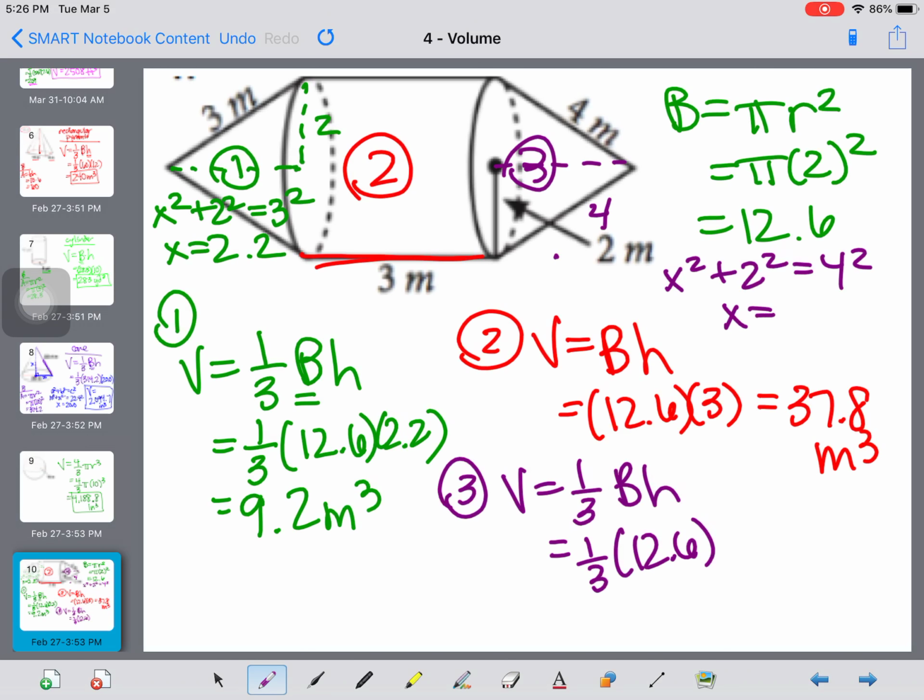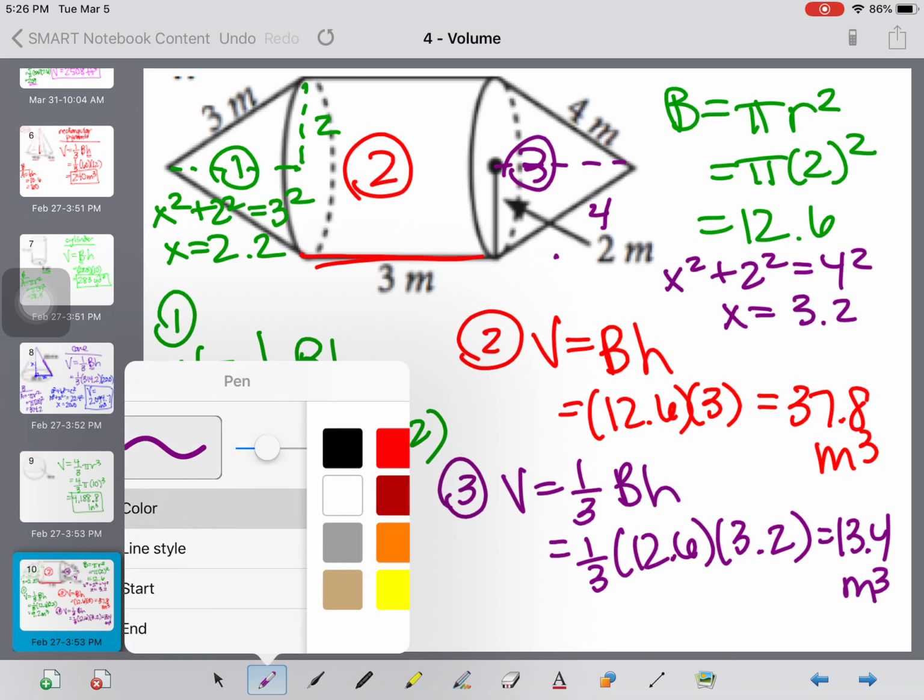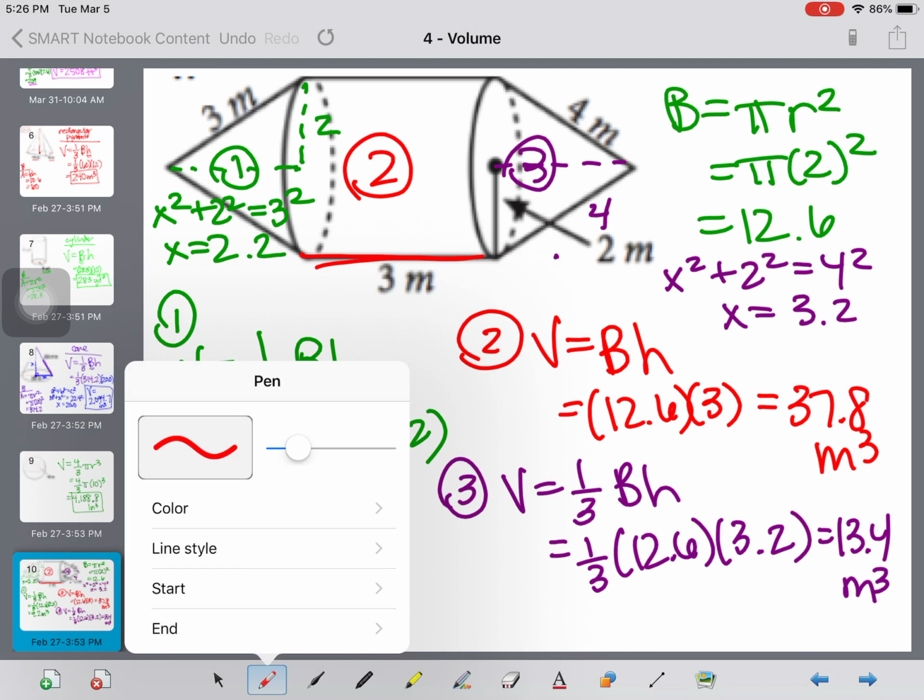Take a second and get that, but you should get x is 3.2 when you round to the nearest tenth. Then typing this in, 12.6 times 3.2 times 1/3 or divided by 3 gives me 13.4 to the nearest tenth. And then my volume, you're just going to add them all together.